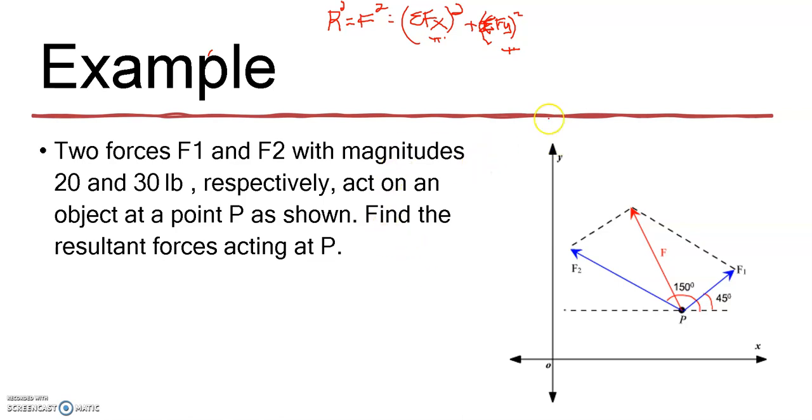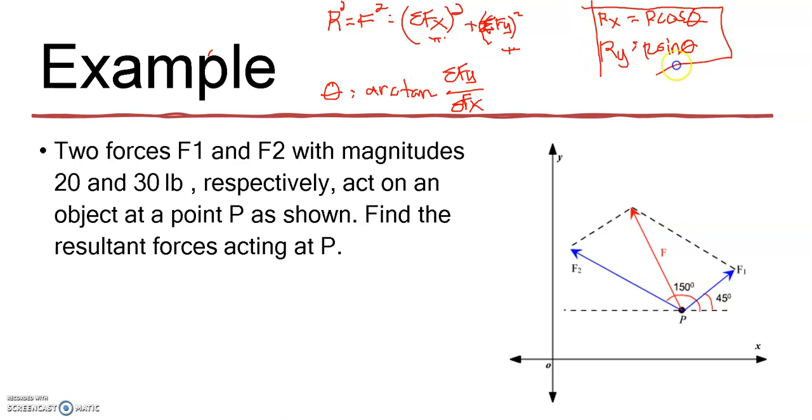And remember that the direction of this r is equivalent to theta, the arctan of the summation of forces along y over the summation of forces along x, just to find the theta. Now, remember during the previous slide, we have the relationship that Rx is R cosine theta, and Ry is R sine theta. We will be using this later just to check if the values are accurate or right. Now, let's go find it.